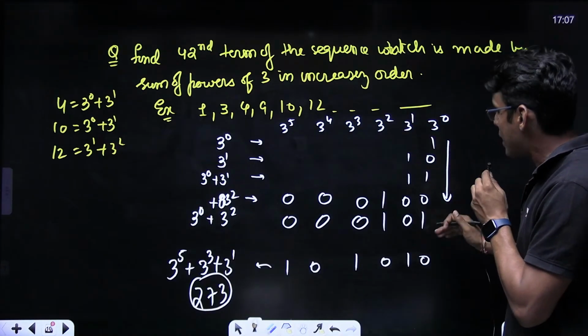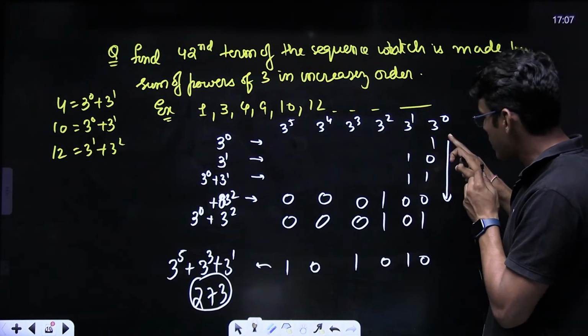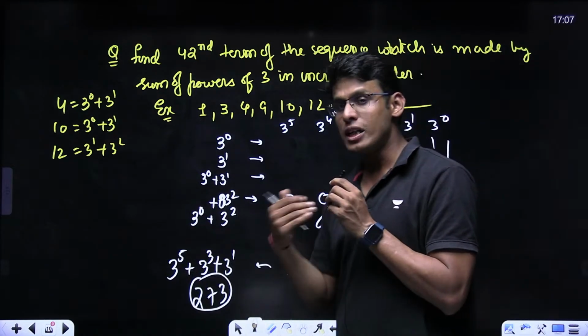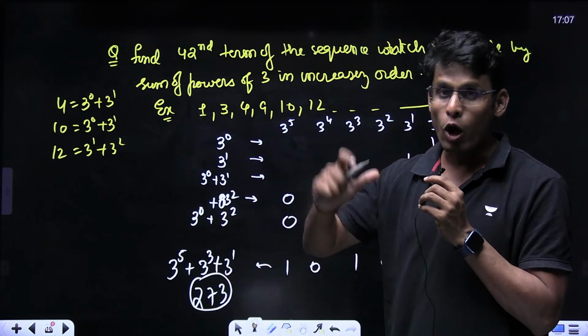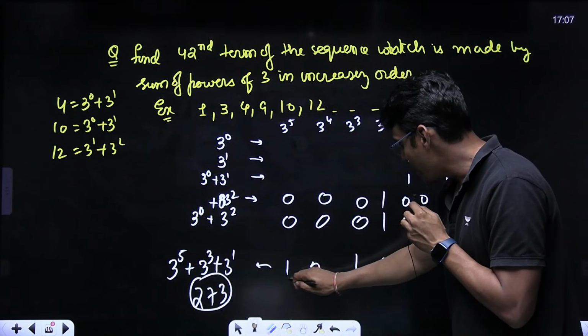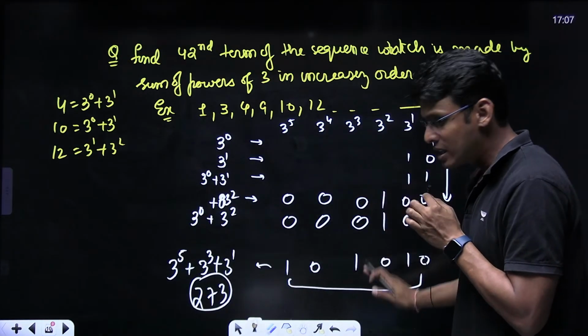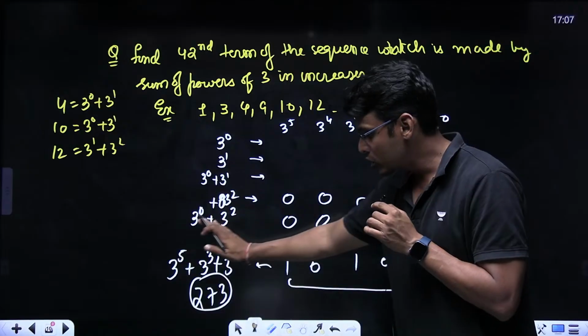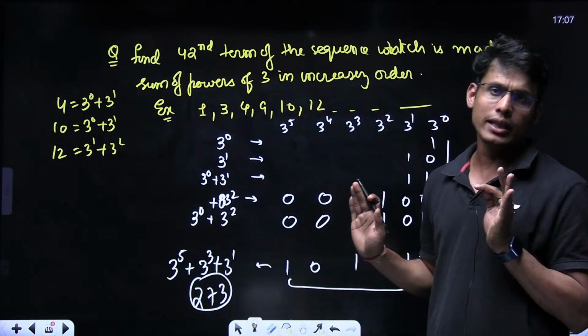And when I see the pattern, this is 1 in binary, this is 2 in binary, this is 3 in binary, this is 4 in binary, this is 5 in binary, which means the 42nd term will be 42 in binary. So I have written 42 in binary and simply replaced the powers of 2 with powers of 3. That is the whole thing I have done.